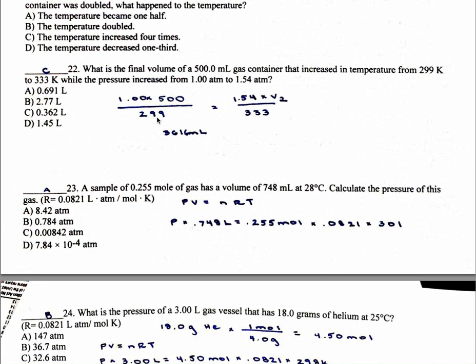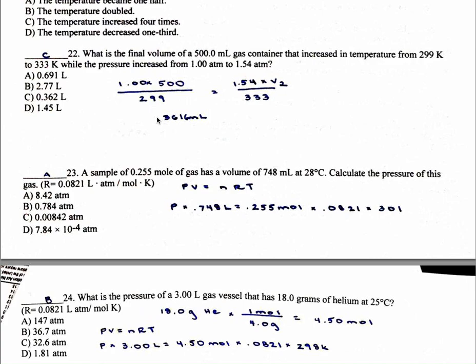Okay. 22, what is the final volume of a container? Blah, blah, blah. Okay, so I'm changing all three variables, P, V, and T. All right, so you just got to plug and chug. This is your P1. This is your V1. Okay, I'm keeping it in mils. That's fine. And this is my T1, which is given to me. Then this is my P2. I don't know V2. And this is my T2.